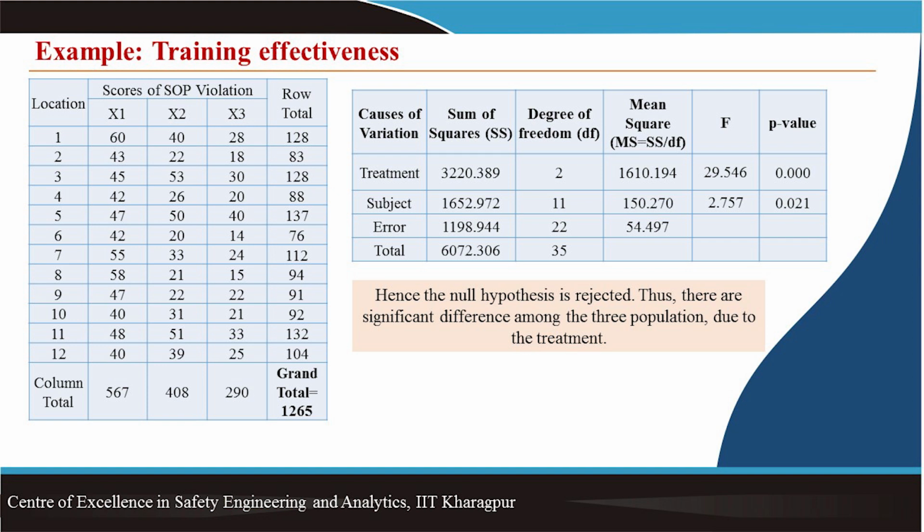Using the same procedure, when we compute, the p value for the treatment effect is 0, which is less than 0.05. So, you can understand the F value is very high. So, the null hypothesis is rejected: there are significant differences among the 3 training programs due to the treatment. From the data we are finding that they are improving, and it is logical and it should happen.